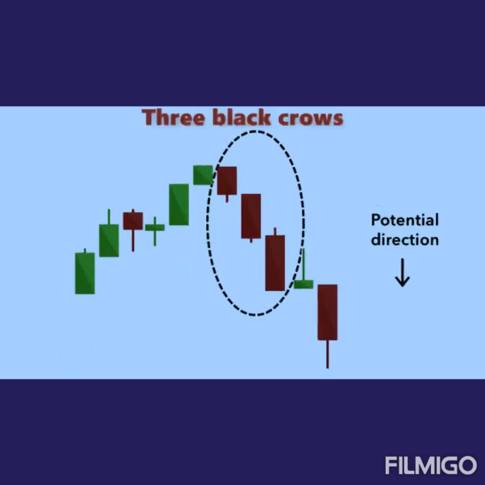3 black crows. The 3 black crows candlestick pattern comprises 3 consecutive long red candles with short or non-existent wicks. Each session opens at a similar price to the previous day, but selling pressures push the price lower and lower with each close. Traders interpret this pattern as the start of a bearish downtrend, as the sellers have overtaken the buyers during 3 successive trading days.